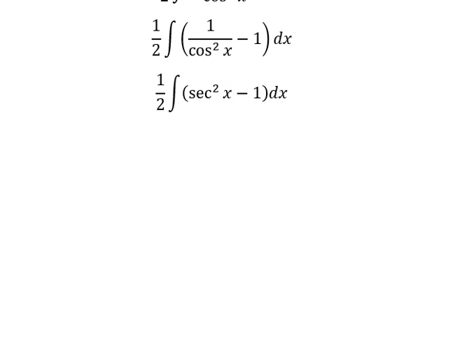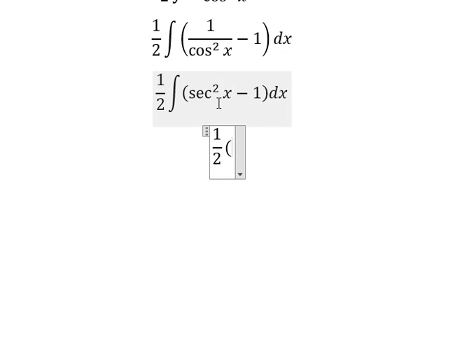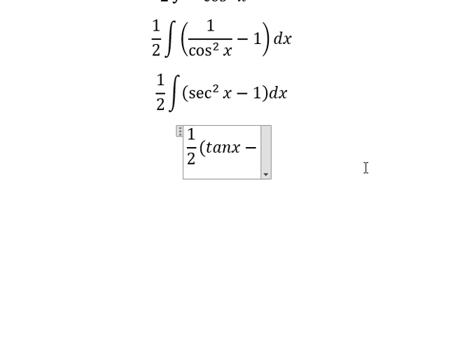And now we have the final answer. The integration of secant of x squared, you got about tan x. Number 1, you got about x, and we put about c.